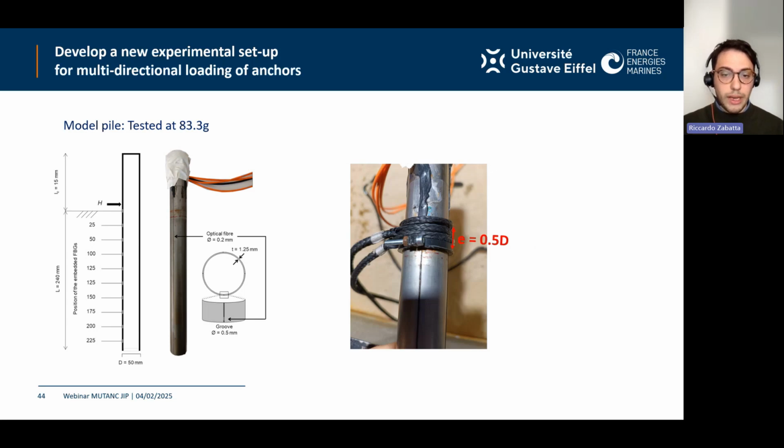Just to show you that mooring lines are of the catenary type, so the eccentricity of load is about 0.5 d from the seafloor.